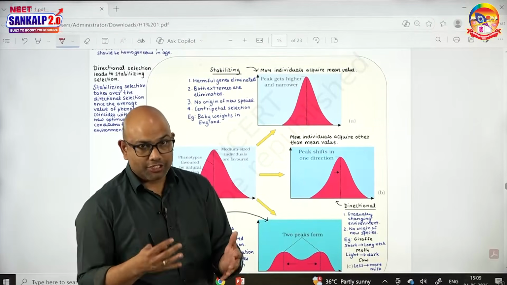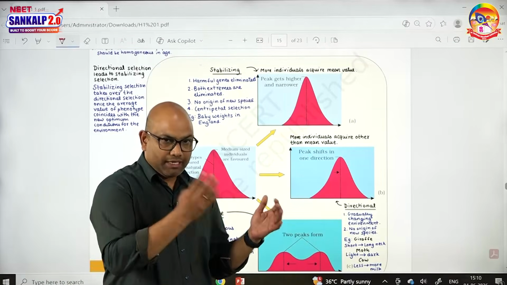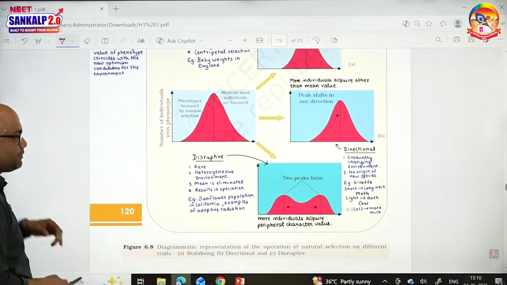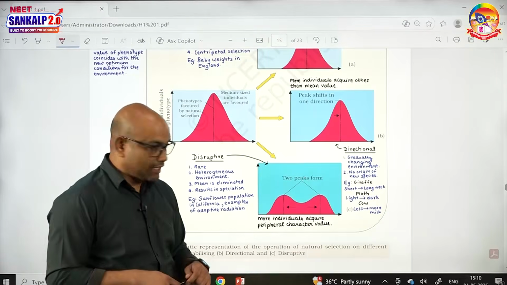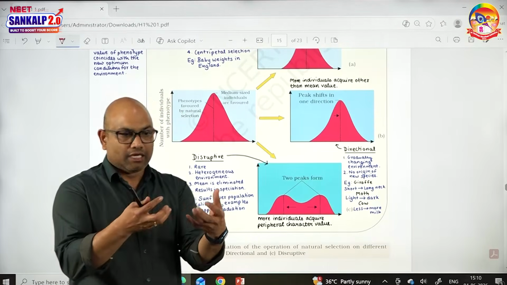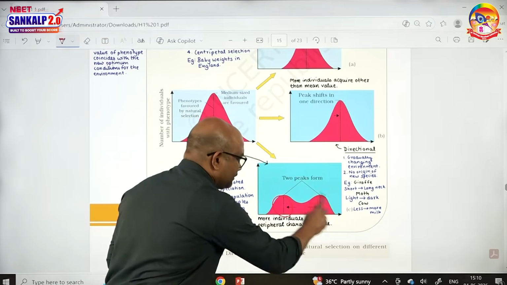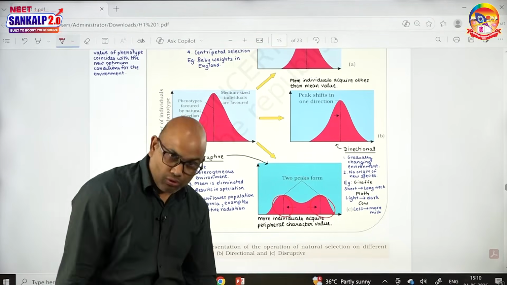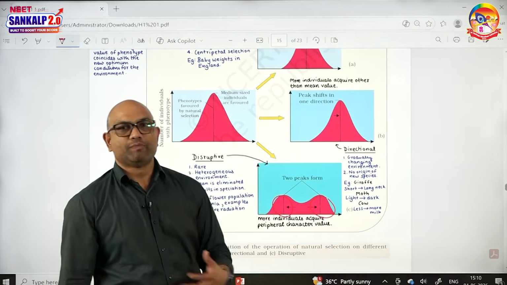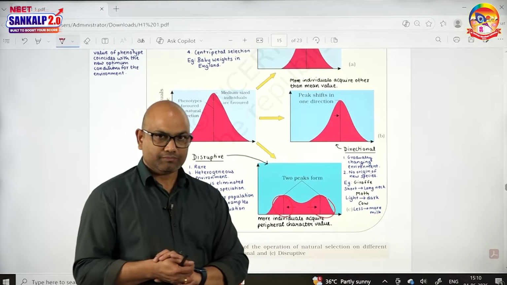Light-winged moth selection to dark-winged moth selection is the example for directional selection, because individuals are acquiring values other than the mean value. Then the third one, disruptive selection: in disruptive selection, mean character value individuals are removed by nature, and the individuals are divided into two subpopulations of this type and this end. If there is no reproduction, if there is no gene flow between them, they will develop into a new species. That is called disruptive selection.